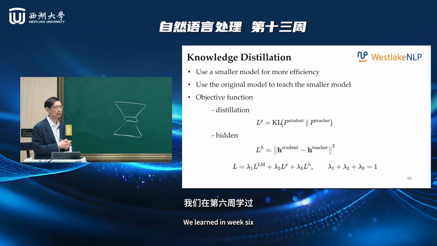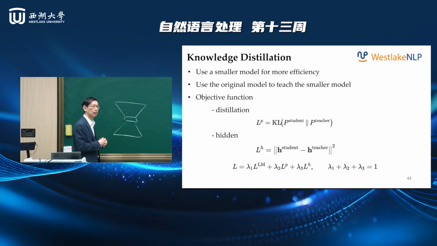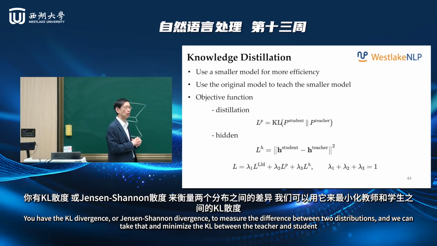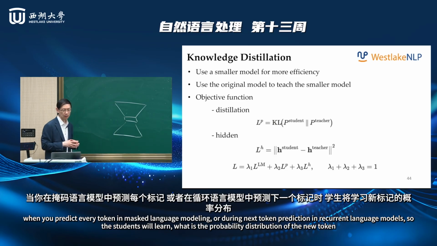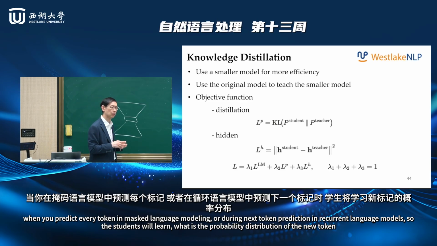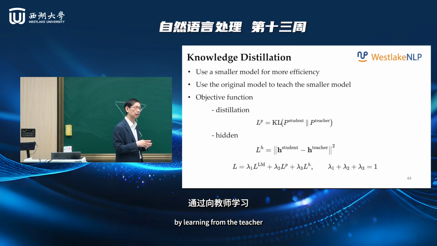We learned in week 6, you have the KL divergence or Jensen-Shannon divergence to measure the difference between two distributions. And we can take that and minimize the KL between the teacher and student when you predict every token in masked language modeling or during next token prediction in recurrent language models. So the student will learn the probability distribution of the new token by learning from the teacher.